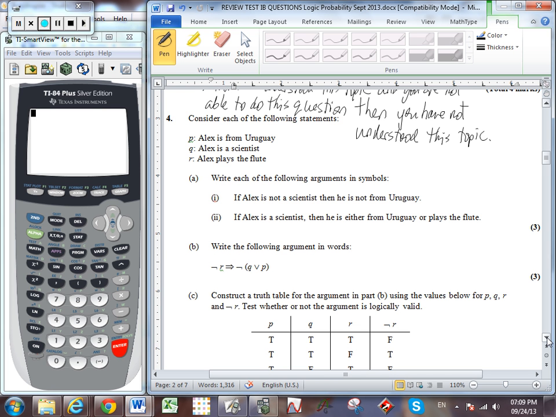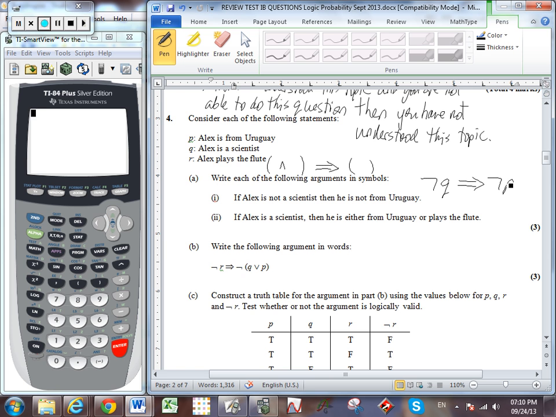Alex is from Uruguay, Alex is a scientist, Alex plays the flute. Write each of these arguments in symbols. We have to write an argument. So remember, an argument is something that includes this. So it's going to be a whole bunch of phrases, sometimes only a couple of them, or sometimes maybe even only one of them, but it's going to be implying a conclusion. Alright, so if Alex is not a scientist, so that's not Q, then he is not from Uruguay, so not P.